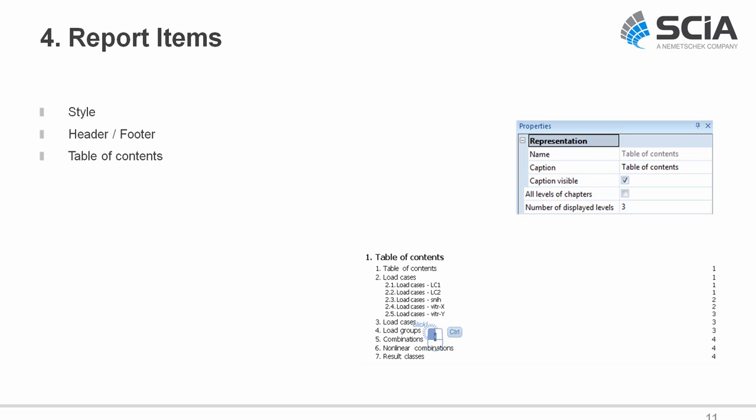Table of contents is a report item which produces the table of contents of the report. It is displayed immediately after inserting into the report. Since version 15, it is possible to scroll to a specific report item by pressing Ctrl key plus clicking on some line in the table of contents. The report preview will scroll to the position of the chapter.